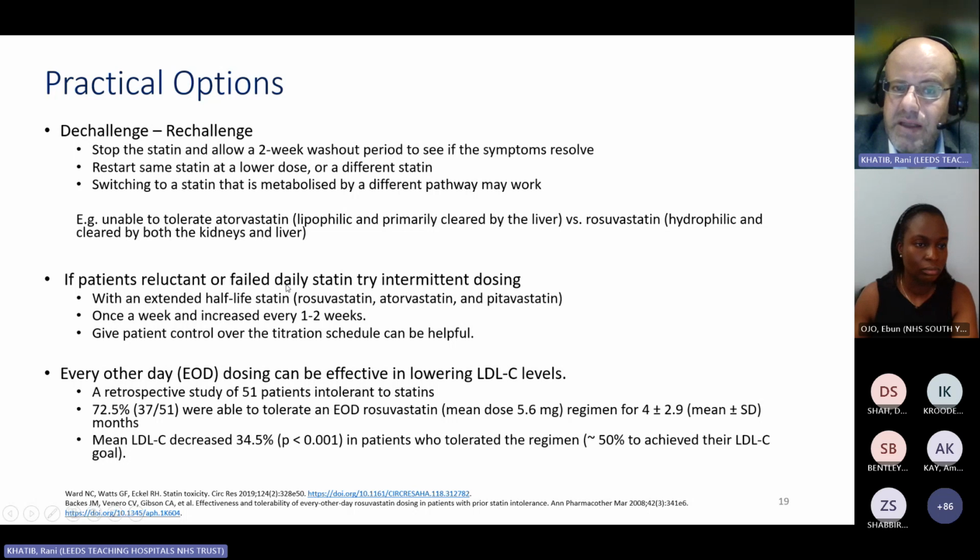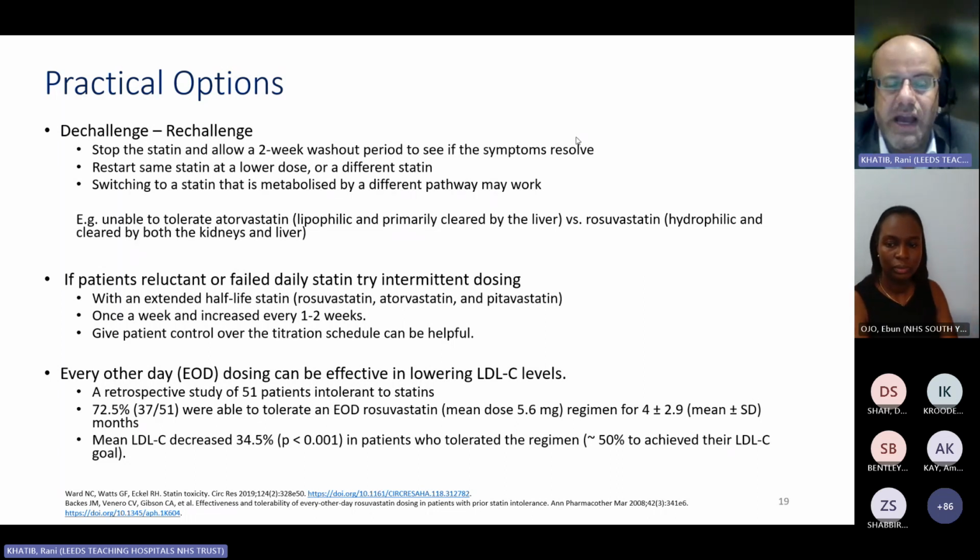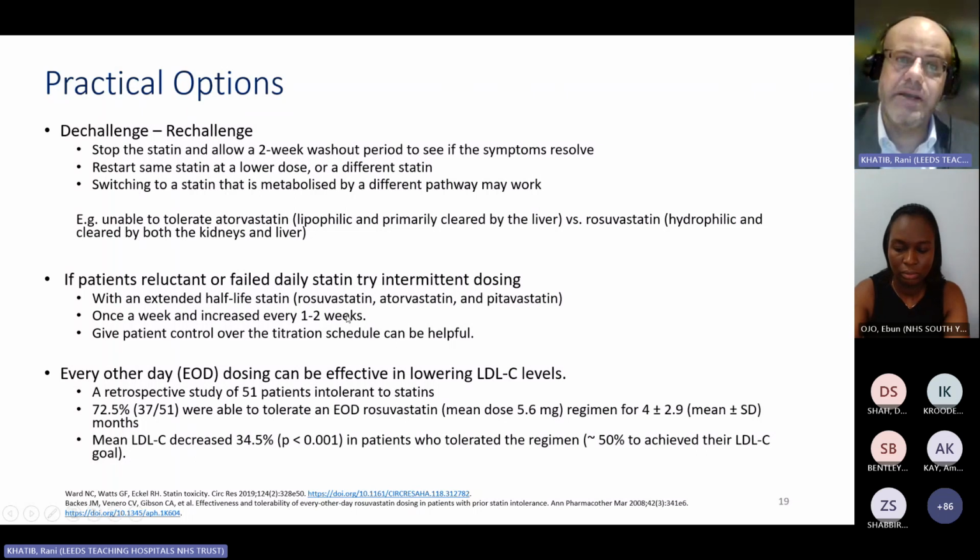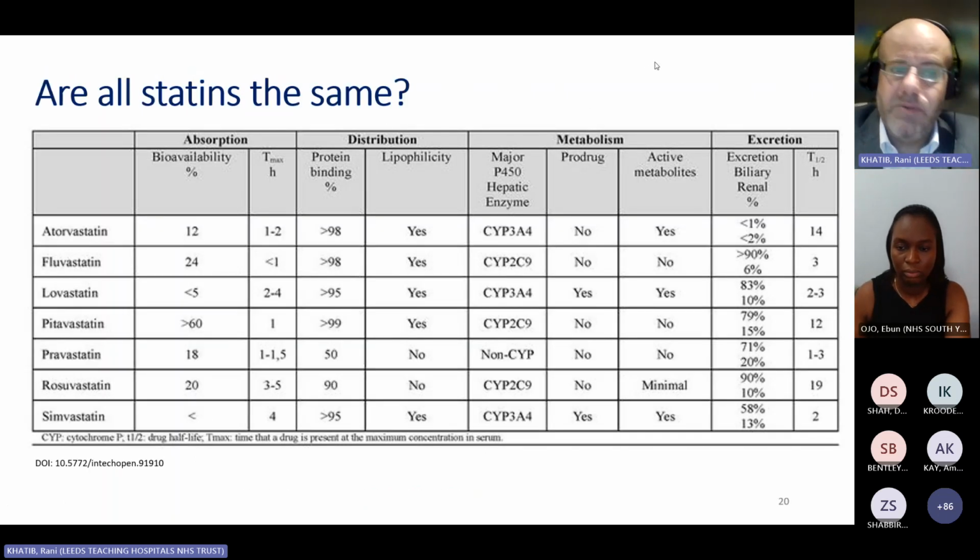Not all statins are the same. I'll talk a little bit about this later on. You've got lipophilic, and you've got different pathways. So if somebody's unable to tolerate atorvastatin, for example, because it's lipophilic and it's primarily cleared by the liver, you can use rosuvastatin, which is more hydrophilic and cleared more by the kidneys and the liver and so forth. So you can switch between the statins. And this is one of the main conversations I have with my patients, that statins are not the same. They're one class, but they behave differently in our bodies. And this is exactly what this slide is saying.